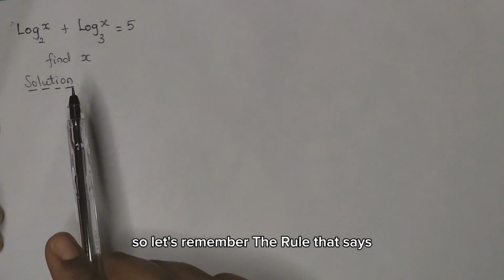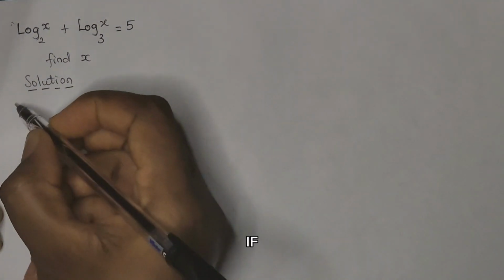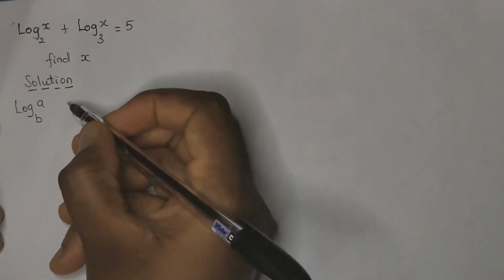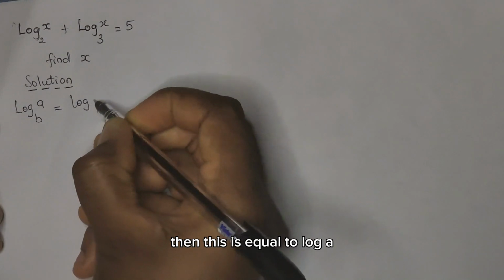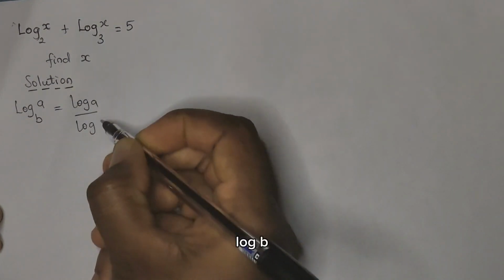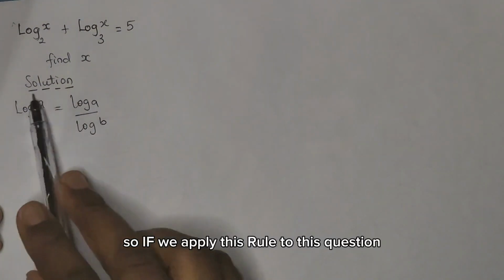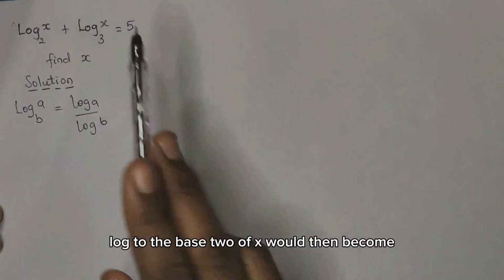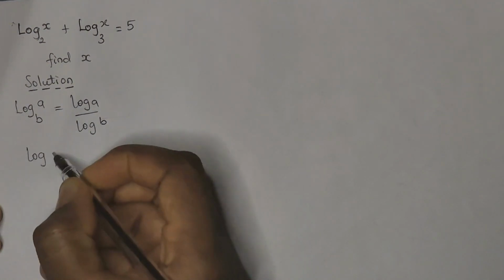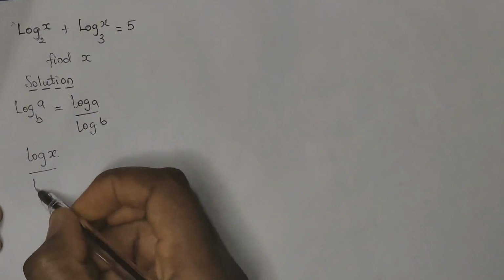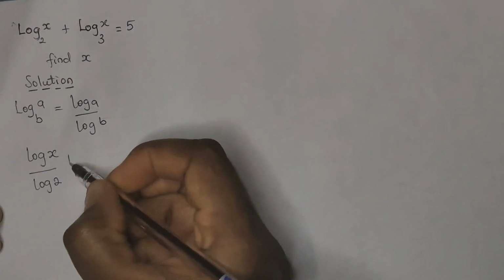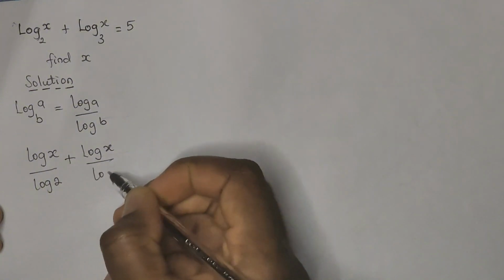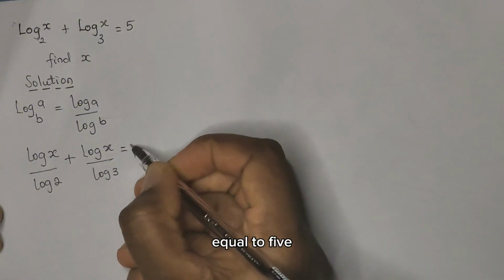So let's remember the rule that says if log to the base b of a, then this is equal to log a all over log b. If we apply this rule to this question, log to the base 2 of x will then become log x over log 2, plus this becomes log x over log 3, equal to 5.